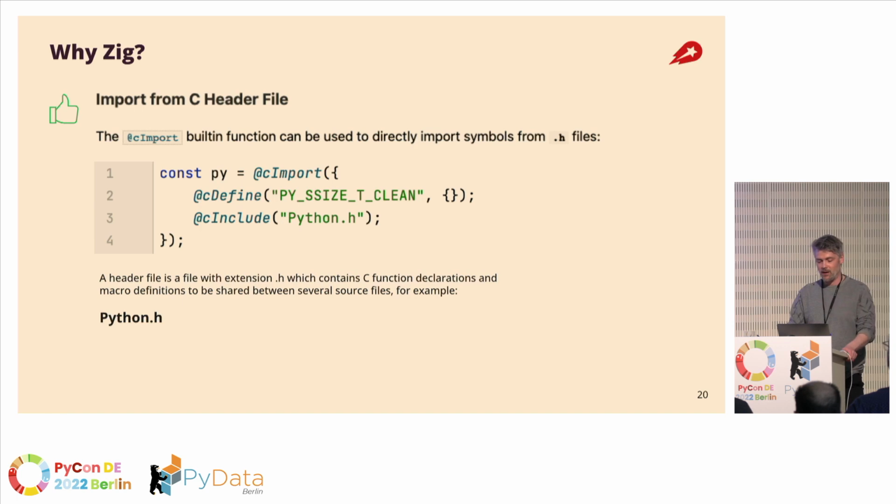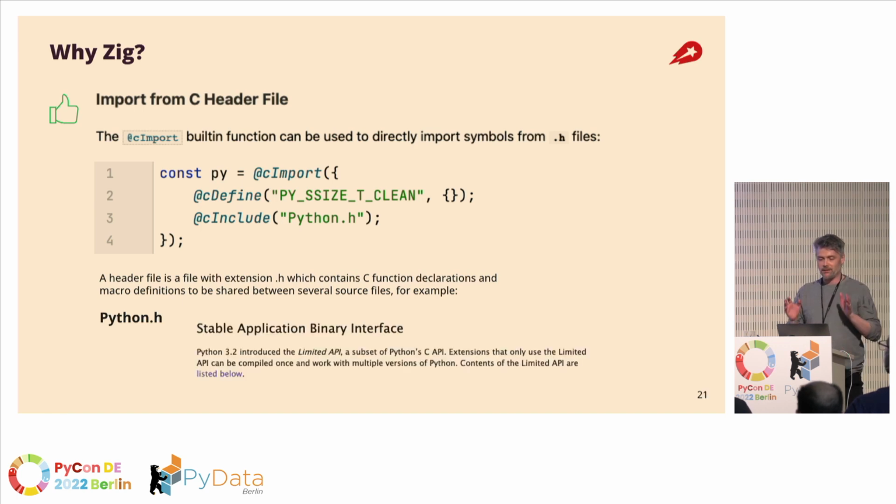Now, one cool thing about this is since Python 3.2, we've had something called the limited API, which is a subset of Python's C API. So any extensions that only use this limited API can be compiled once and work with multiple versions of Python. And that API is nicely documented in the Python documentation.